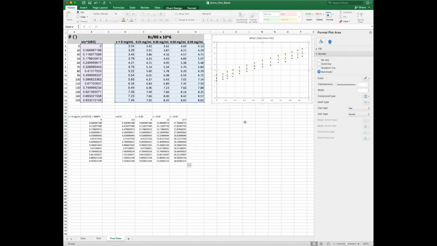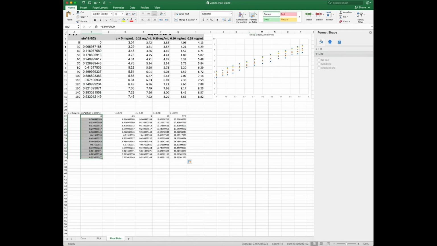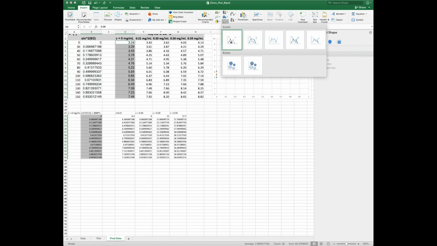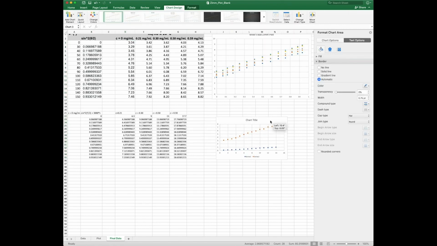So I'm going to take this bad Zimm plot here, and I'm going to make a new Zimm plot. So I'm going to plot, these are my values on the x-axis. These are the corresponding light scattering data. So I will make a new scatter plot. And that's not quite what I wanted at all. So let's delete the data and do this manually.